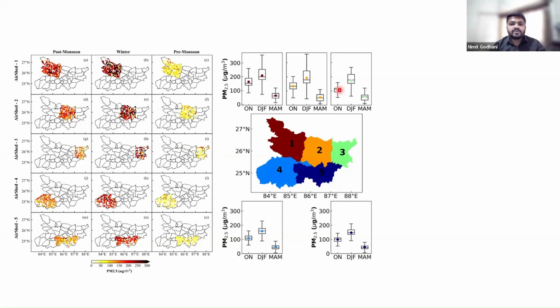And clearly you can see the seasonal differences, a vast difference between airshed 1 and airshed 5. It's around 200, 300 in the winter. The seasonal mean is going more than 200. Here you can see a level around 120, 130. So there is a huge difference between the different airshed air pollution zones and their air pollution levels.